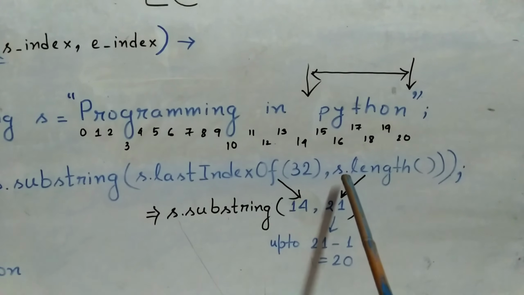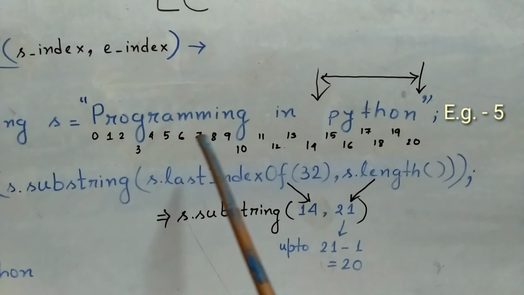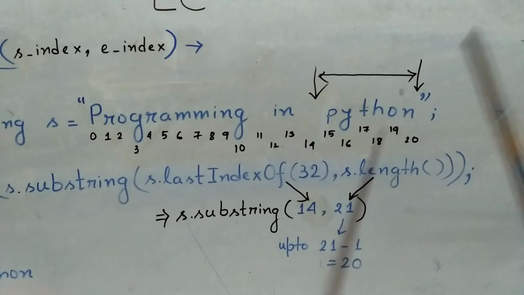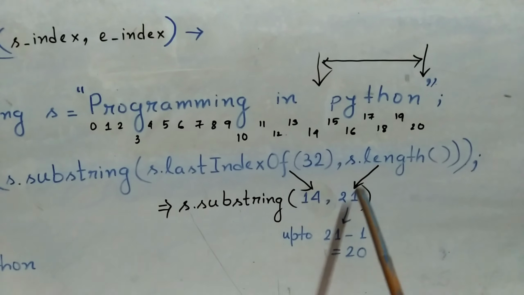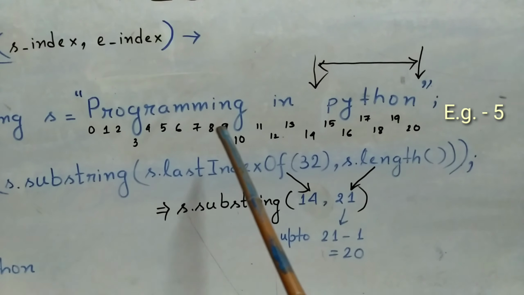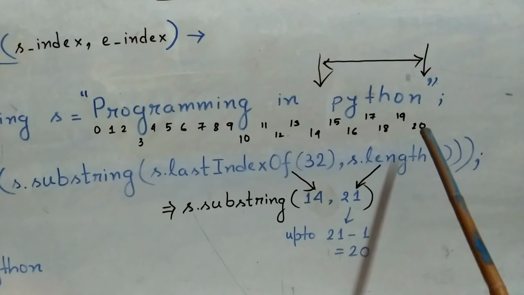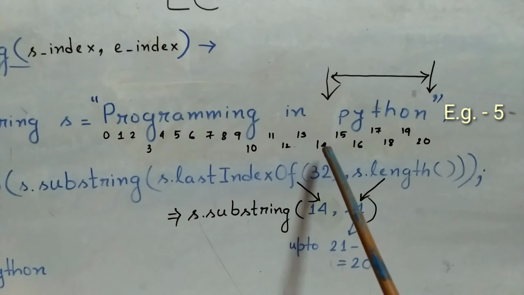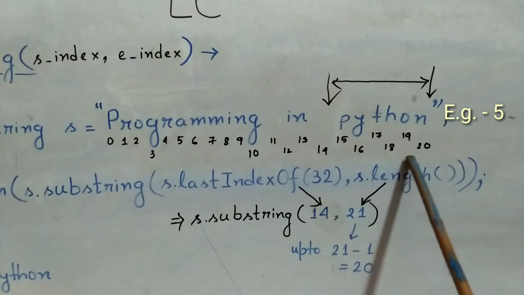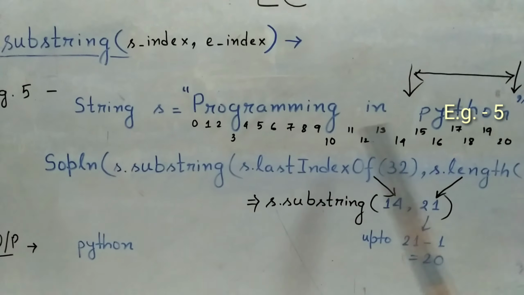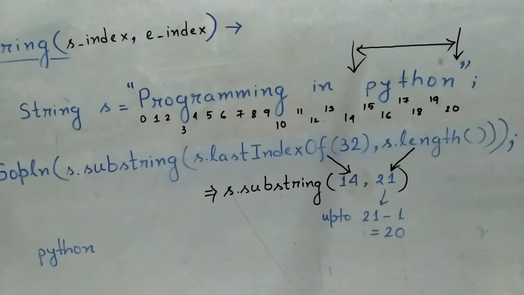Come to the next argument, S dot length. It returns 21 since this string consists of 21 characters. Well, the second argument 21 is not present as an index position in this very string, but its previous index position 20 is present here. So the extraction begins from index position 14 and continues up to index position 20. Hence, the output becomes Python preceded by a blank space.